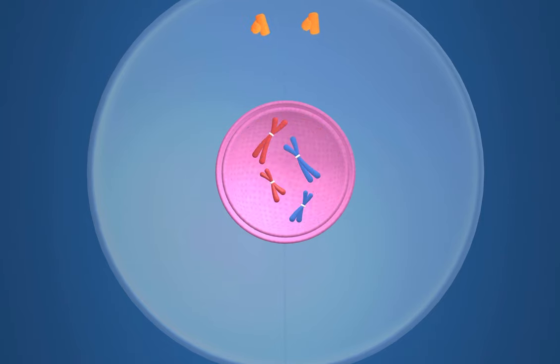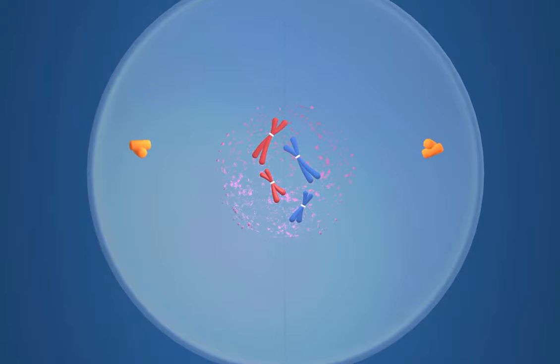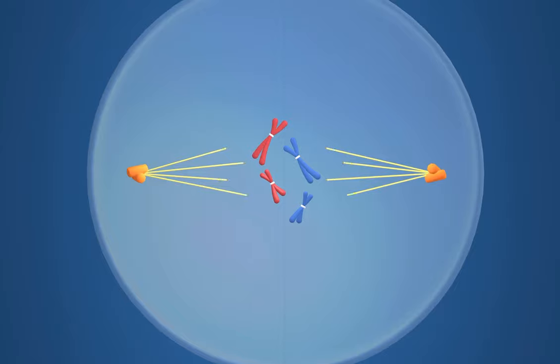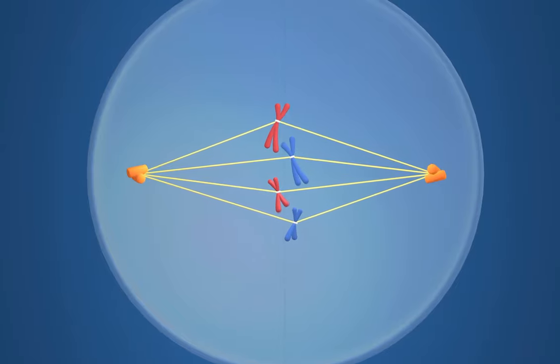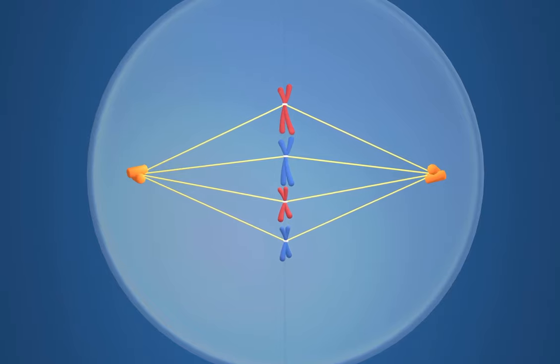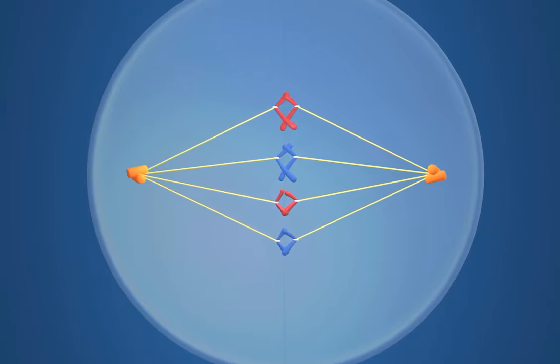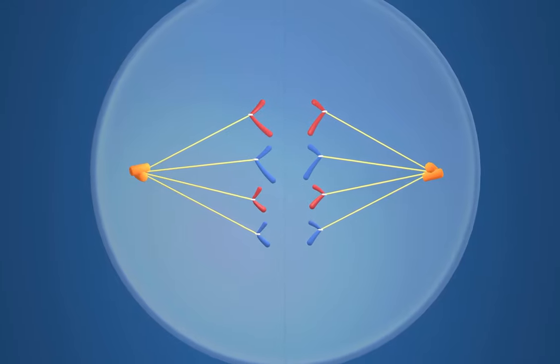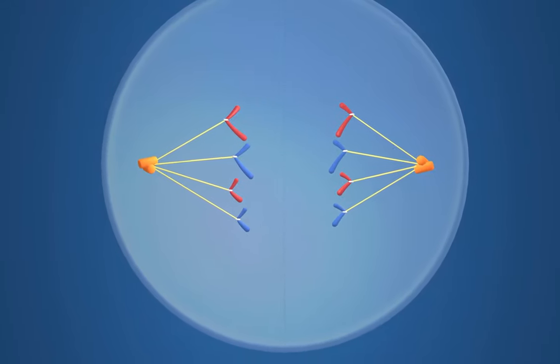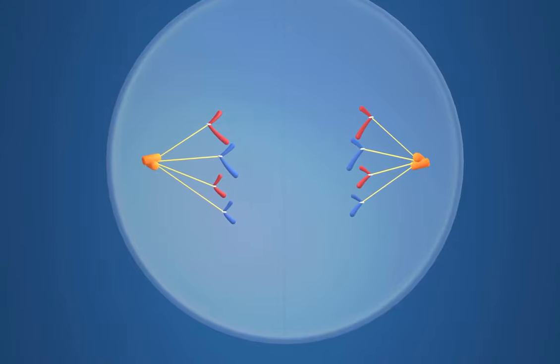In the metaphase, the nuclear membrane breaks down. The spindle apparatus is formed. Then the chromosomes line up along the equatorial plane of the cell. In the anaphase, chromosomes split into chromatids, forming chromosomes with one chromatid, which then move towards the opposite poles of the cell. In the telophase, the cell splits, and the nuclear membrane is formed again.